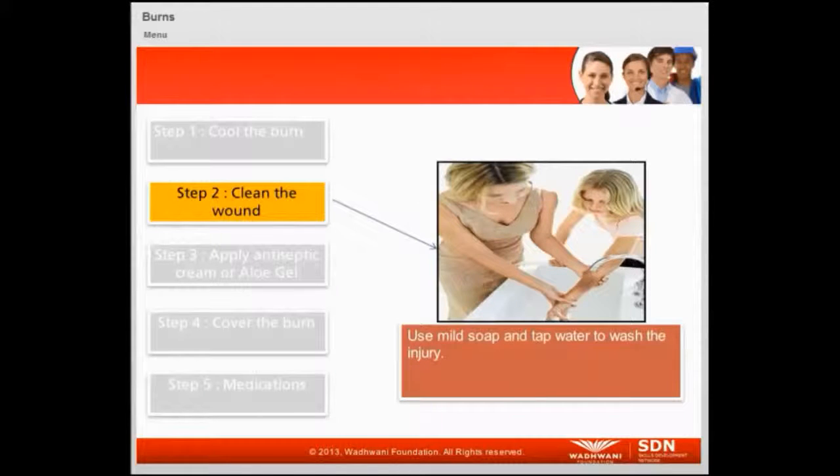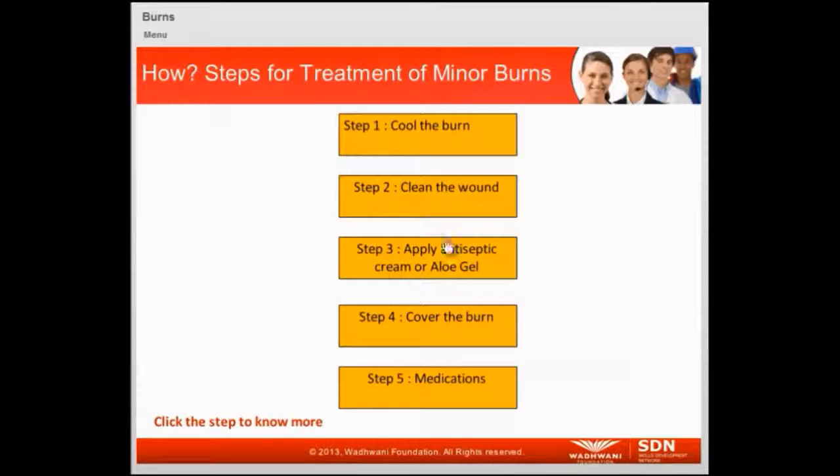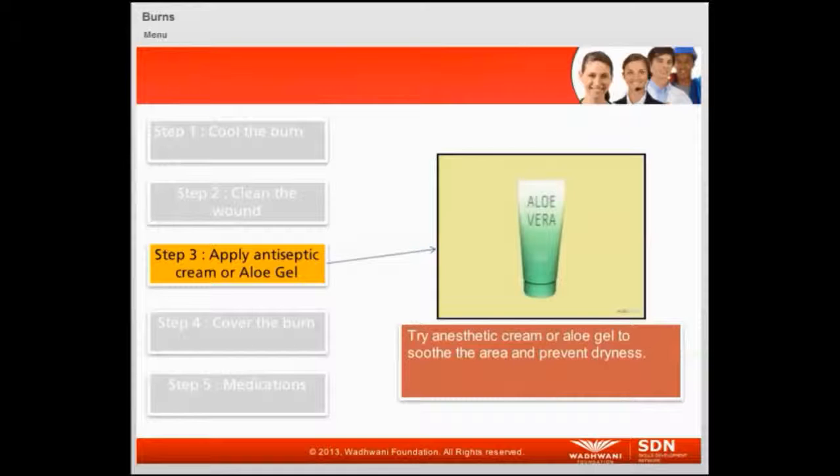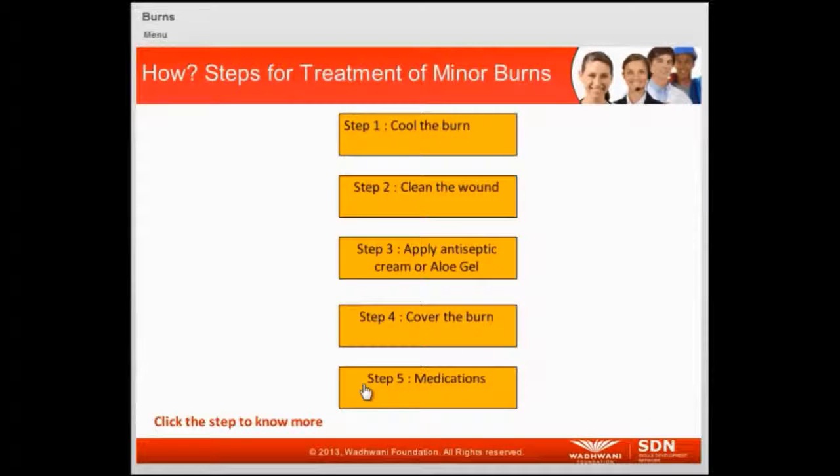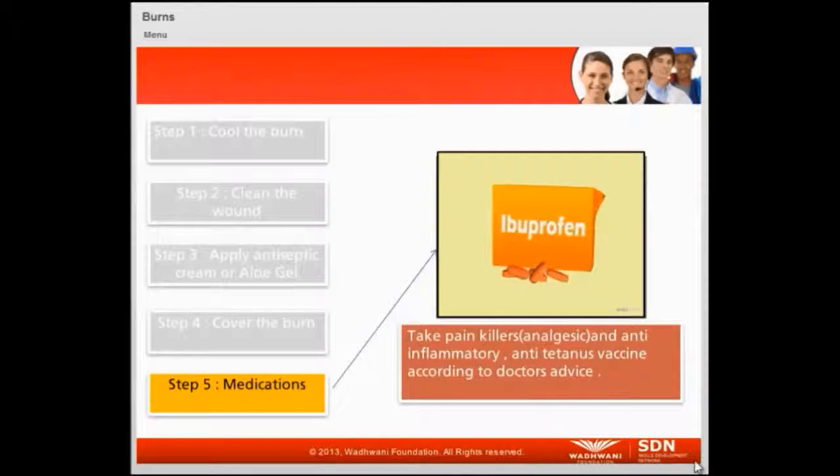2. Clean the wound. Use mild soap and tap water to wash the injury. 3. Apply antiseptic cream or aloe gel. Try anesthetic cream or aloe gel to soothe the area and prevent dryness. 4. Cover the burn. Wrap a sterile gauze bandage loosely to avoid putting too much pressure on the burn. 5. Medications. Take painkillers, analgesic and anti-inflammatory, anti-tetanus vaccine according to the doctor's advice.